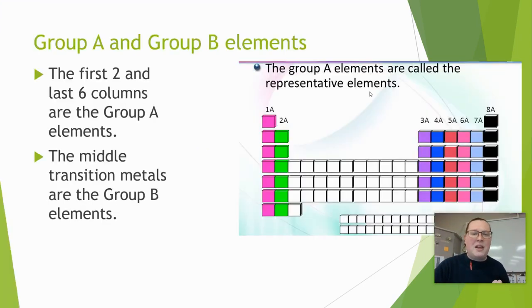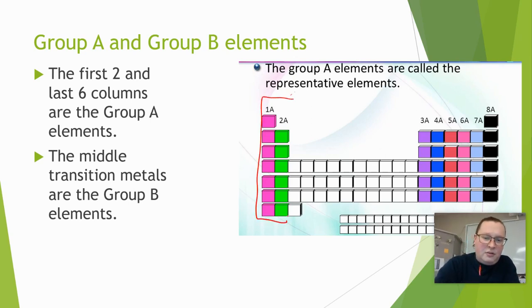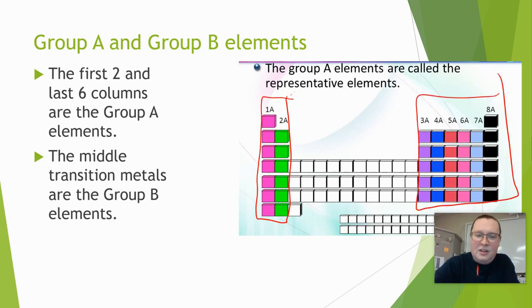But before we start on the main four, I want to make sure we're all on the same page about what is a group A versus a group B element. This becomes really important when we're talking about valence electrons specifically. So the first two columns and the last six columns are our group A elements.